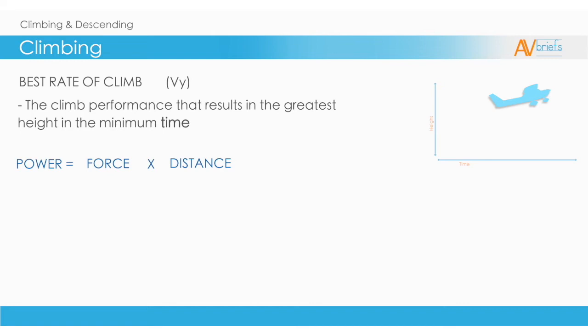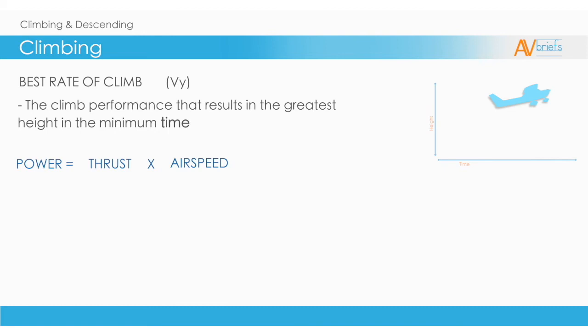In an airplane, the force is actually the amount of thrust we have. We know that thrust is the pushing force. So we can replace force with thrust. And distance divided by time is equal to an airspeed. Airspeed is simply the amount of distance we travel in a given time. For example, 120 knots of airspeed means we travel 120 nautical miles per hour.